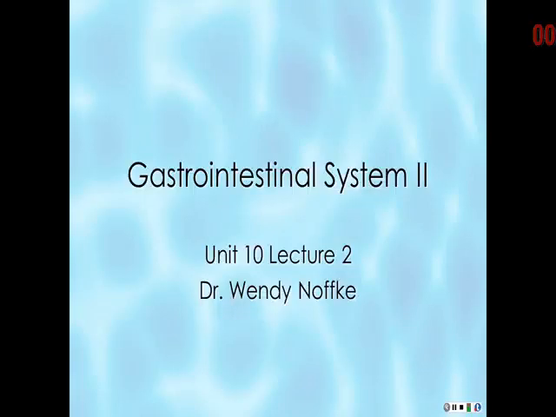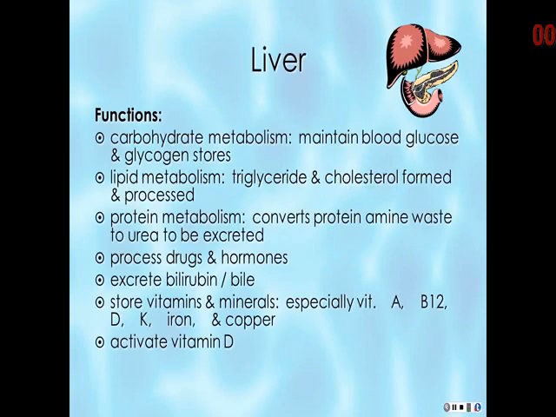This lecture is a continuation of the gastrointestinal system. Our liver has several functions in the body. It helps to maintain blood glucose levels and glycogen stores, important in carbohydrate metabolism. It will process triglycerides and cholesterol in lipid metabolism. It is also involved in protein metabolism because it converts the amine waste into urea to be excreted.